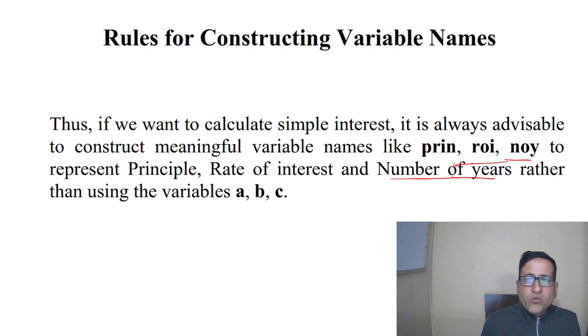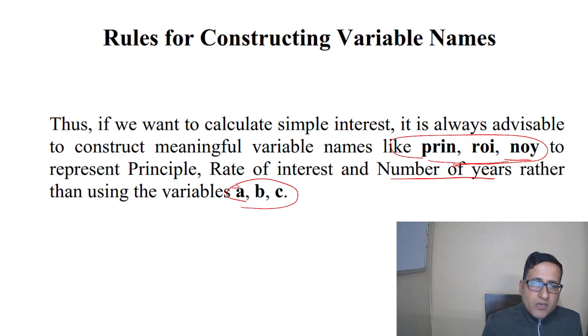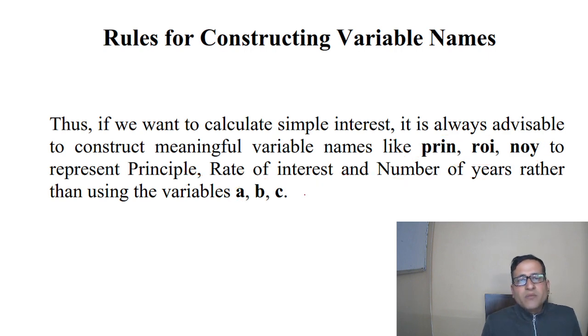And we should prefer these types of notations instead of variable names like A, B, C. We can use A for this, B for this, and C for this. But from A, B, C, it is not easy to understand that A refers to the principal and B refers to the rate of interest. Means we should use variable names which can be understood by a new user.